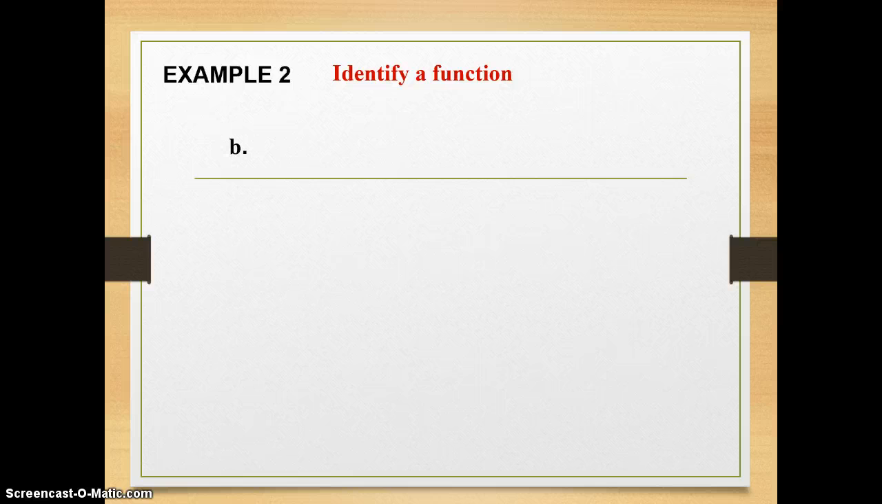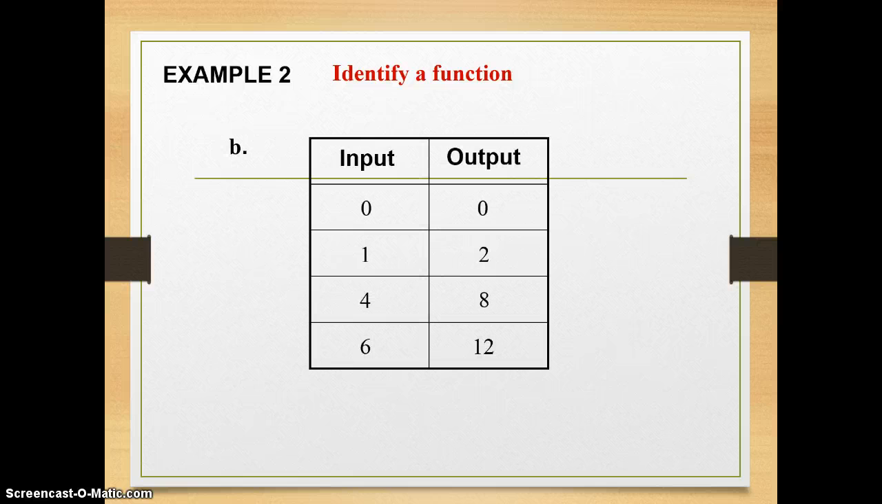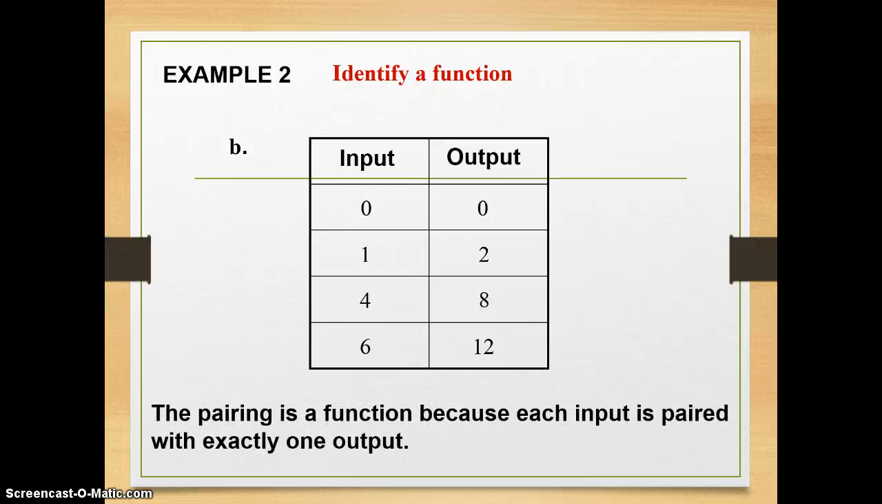Let's do another example. Looking at this example, you want to look at the input values. If there are any input values that repeat, you will not have a function. Since this table has all unique values in the input column, then this is a function. The pairing is a function because each input is paired with exactly one output.